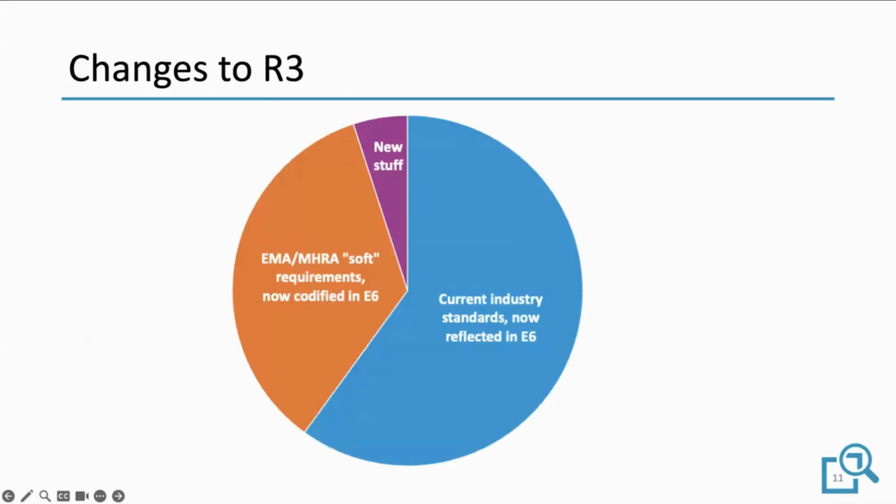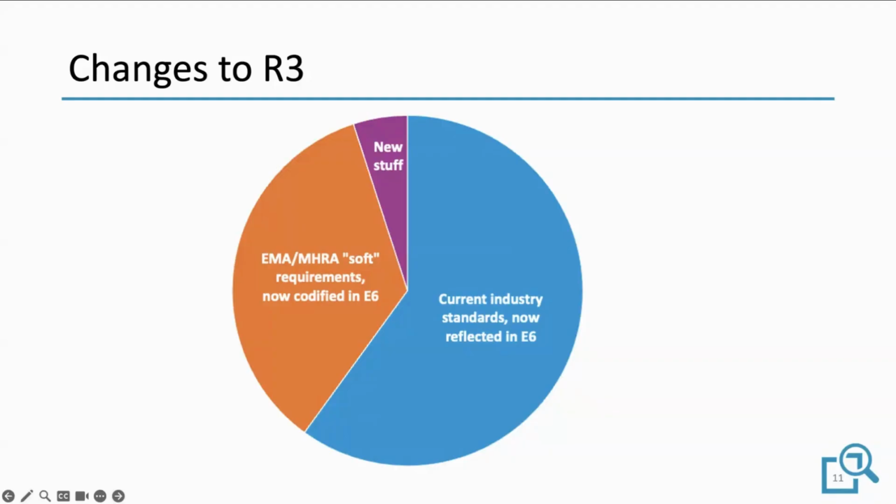I categorize the changes in E6 R3 roughly as follows. Most of the changes in blue here simply reflect industry standards that have evolved over the past 30 years, ways of working that have become more or less standard, but which for some reason have never been part of E6 before. For example, the practice of having sponsors handle central IRB submissions. We've been doing that for a long time, but it's just now called out in E6.